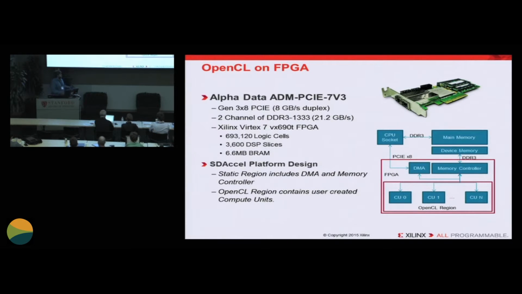A little bit about how SDAccel splits the design. There's a static region that contains the memory controller and the DMA controller. And this is fixed as you turn on the platform, so there's no changes that occur to it. There's a smaller region called the OpenCL region, and this is where you instantiate the kernels. Whenever you call CL create program with binary, this is where everything gets installed and your computation is performed.